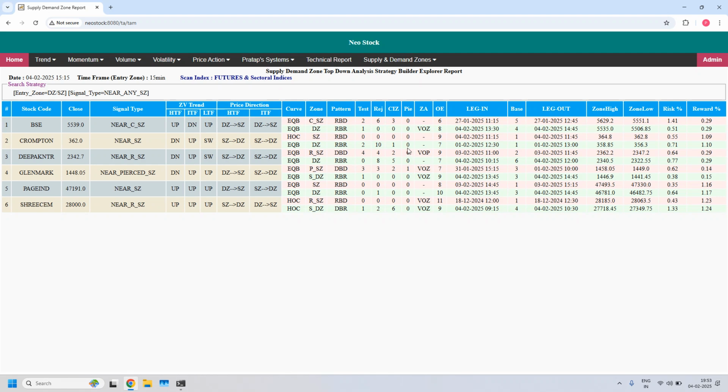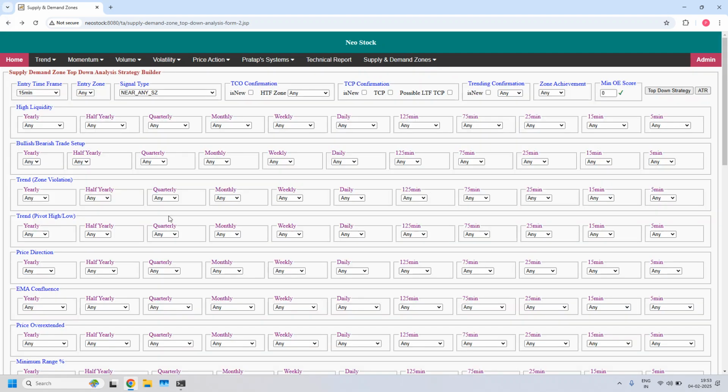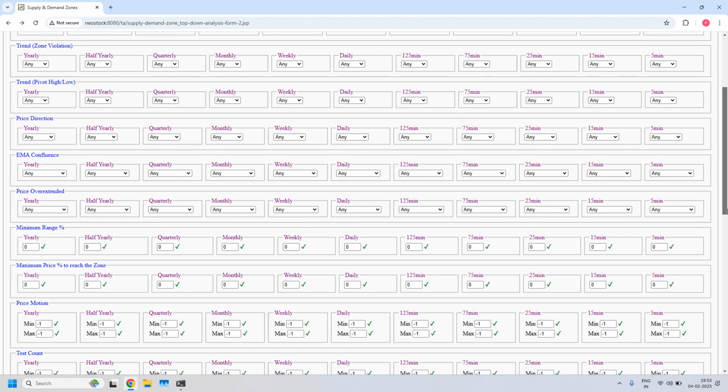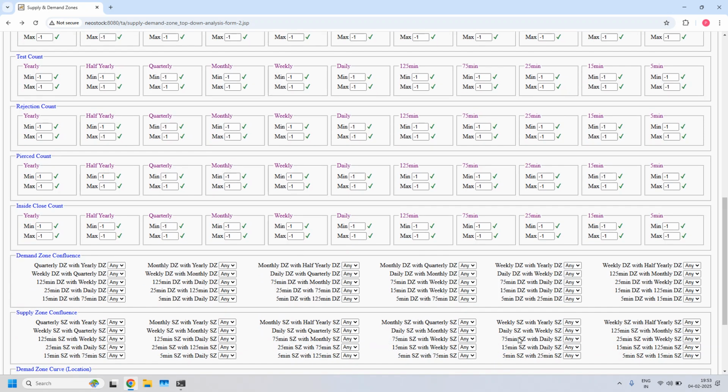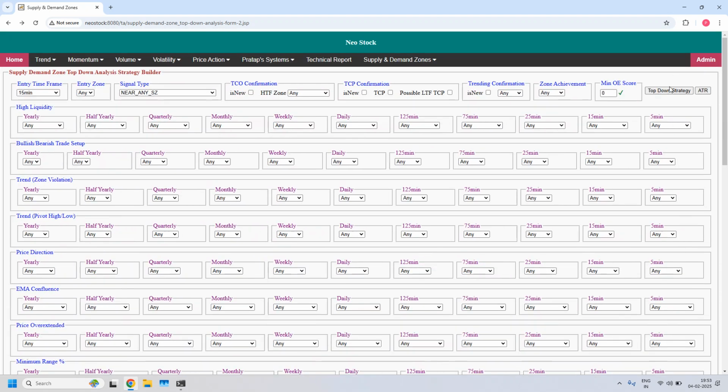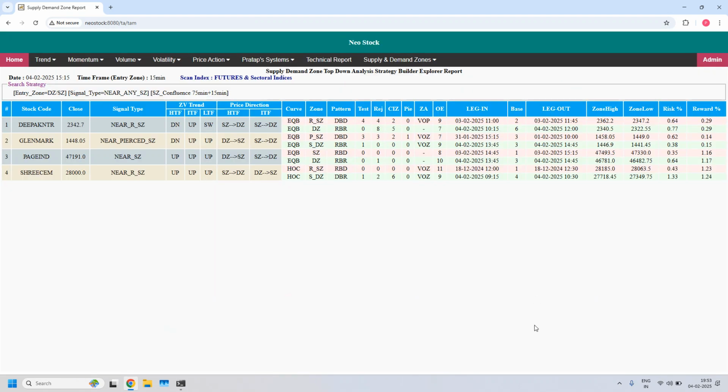Out of these 6 supply zones, how many are having ITF Confluence? Let's verify. That is a 15 minute supply zone with 75 minute supply zone Confluence. With this filter, we got 4 stocks. These 4 supply zones, in that the second one is a pierced supply zone. Anyway, you can't use it.